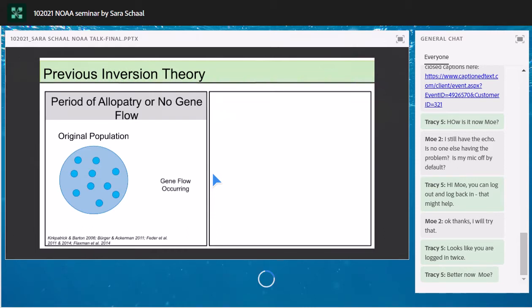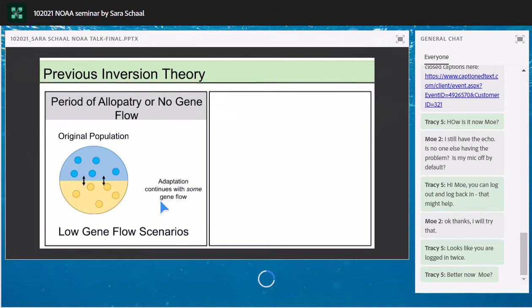But previous theory has had a few limitations that we're trying to basically fill in the gaps with my study. When they're trying to understand when inversions can aid in adaptation, these simulations typically require a period of allopatry or no gene flow between populations. So just to visualize what I mean by that, there's some original population that's evolving and there's gene flow occurring. Then separation occurs that causes a barrier between the metapopulation. And now we have two populations that are adapting in isolation. At some point in these models, that barrier is removed, and then there's secondary contact between those two populations. And adaptation continues with some amount of gene flow.